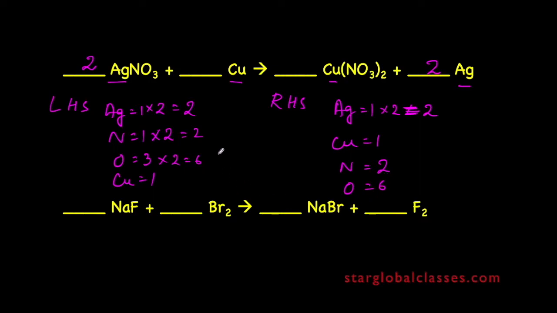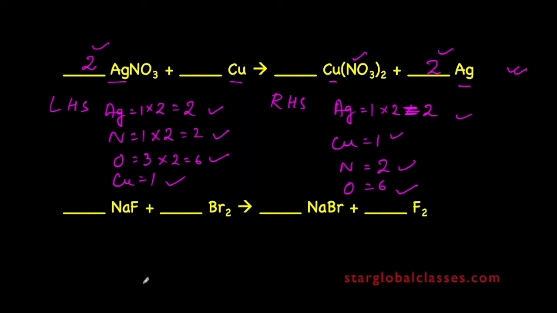So now we check. Silver on the left hand side 2, on the right hand side 2. You can see here it is 2. Nitrogen on the left hand side 2, on the right hand side 2. Here it is 2 because this is multiplied by this 2. So nitrogen is also balanced. Oxygen on the left hand side 2 into 3, 6. Oxygen on the right hand side is also 3 into 2, 6. Oxygen is also balanced. Copper on the left hand side is only 1 and right hand side is also only 1. Copper is also balanced. Now the reaction is balanced.